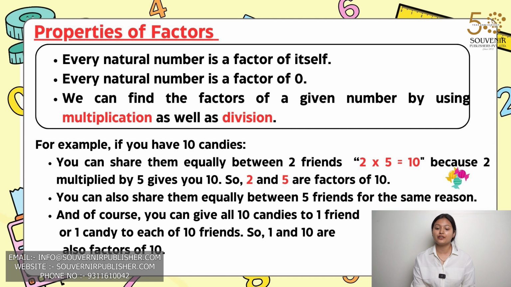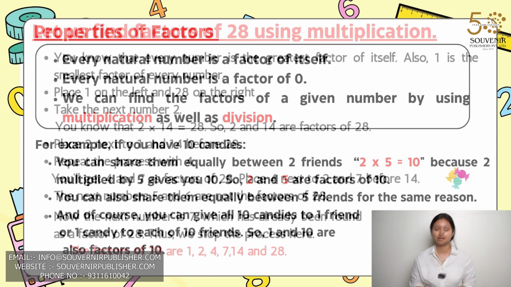For example, if you have 10 candies, you can share them equally between 2 friends because 2 multiplied by 5 gives you 10. So, 2 and 5 are factors of 10. Now, you can also share them equally between 5 friends for the same reason. Then, of course, you can also give all the candies to one friend and one candy to each of 10 friends. So, 1 and 10 are also factors of 10.